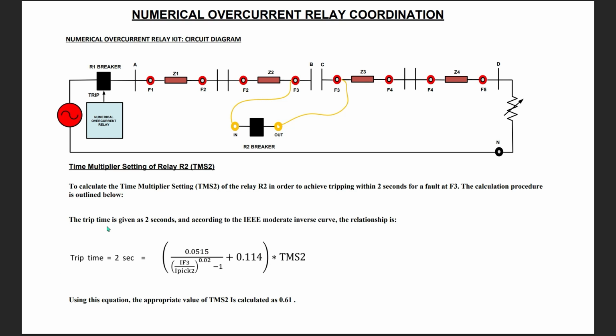Similarly, we calculate the time multiplier setting TMS2 of relay R2 in order to achieve tripping within 2 seconds for the fault at the same location F3. The calculation procedure is given below. 2 seconds is equal to the IEEE moderately inverse equation times TMS2. Here also the only unknown is TMS2. Finally, the appropriate value of TMS2 is calculated as 0.61 to achieve a tripping time of around 2 seconds.